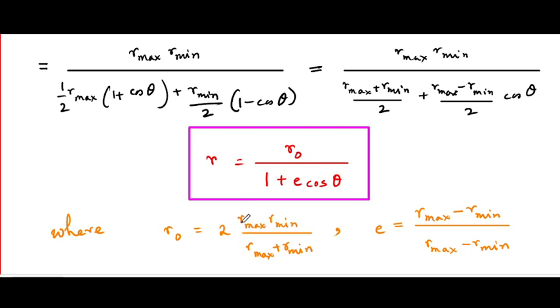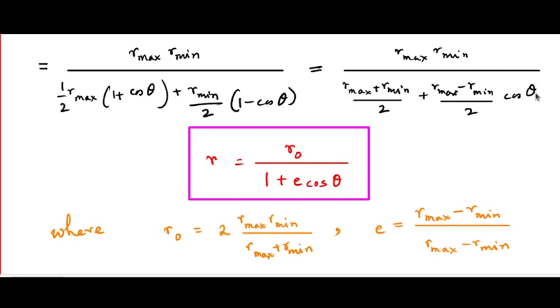r0 is nothing but twice rmax rmin by rmax plus rmin. This formula looks very much like the reduced mass formula, but of course has nothing really to do with that. And e simply becomes rmax minus rmin by rmax plus rmin.